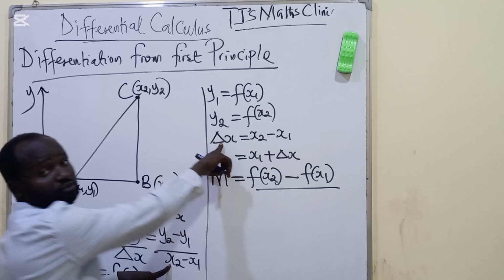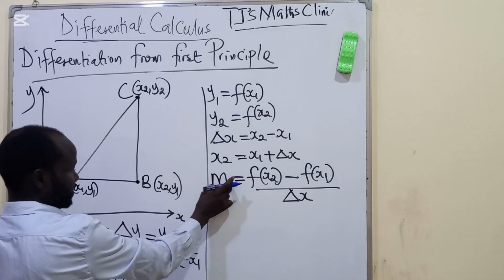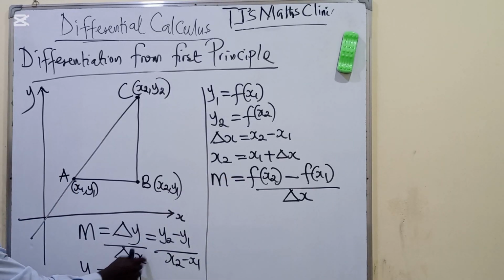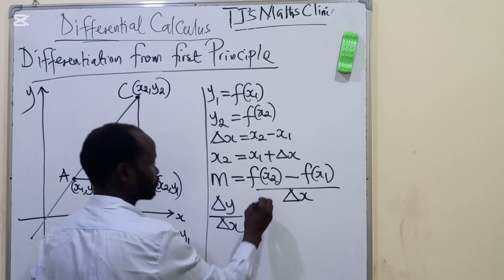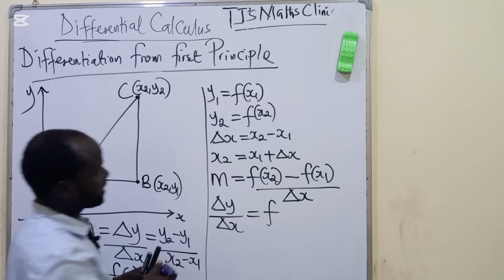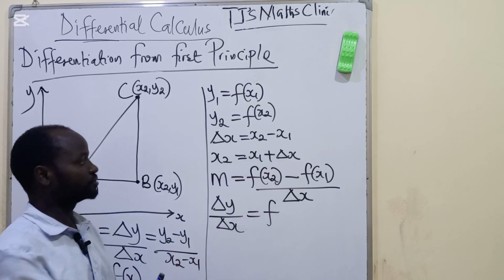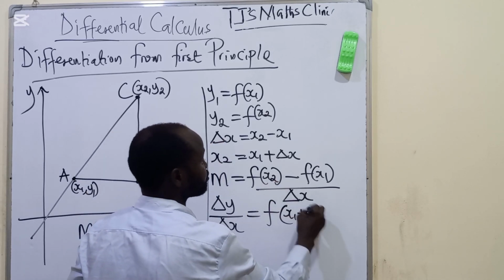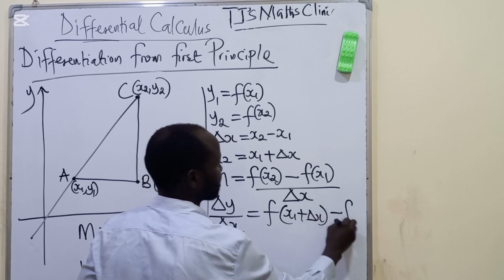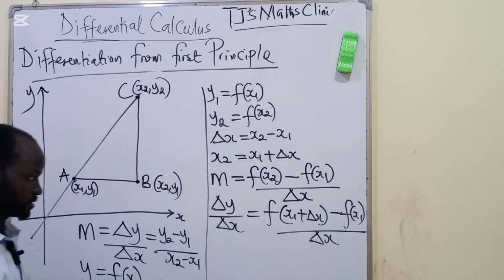x2 minus x1 is nothing but delta x. So we have delta x. Very important. Again, this m is nothing but delta y divided by delta x. So we can say the change in y with respect to x will be equal to f of, in place of this x2, if we check here, x2 is nothing but x1 plus change in x. So in place of x2, replace x1 plus change in x, minus f of x1, divided by delta x. Very important.